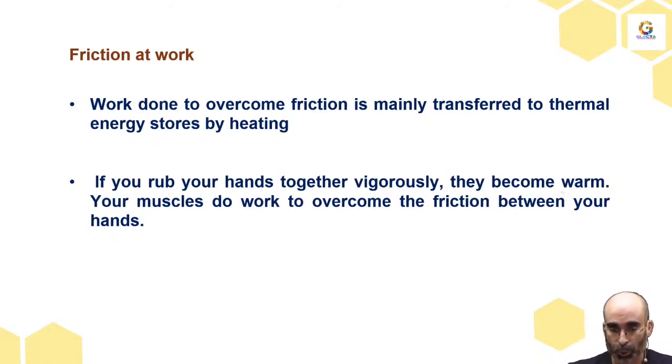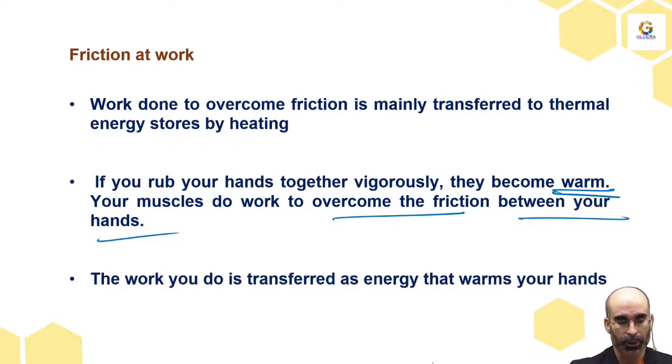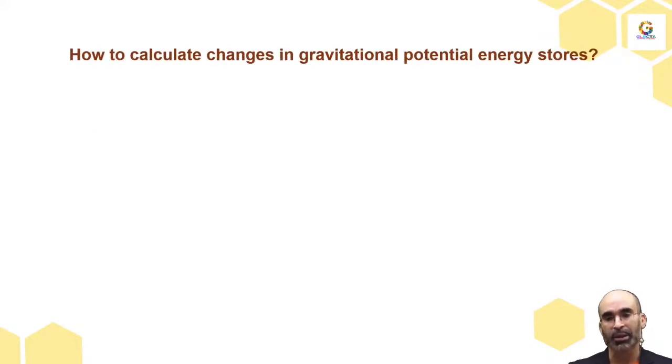They become warm, is what? The energy is transferred to the thermal energy store. Your muscles do work to overcome the friction between your hands, right? The work you do is transferred as energy that warms your hands. How to calculate the changes in gravitational potential energy stores? This is quite important. I want you to notice this carefully.